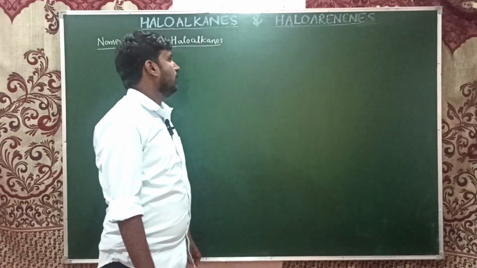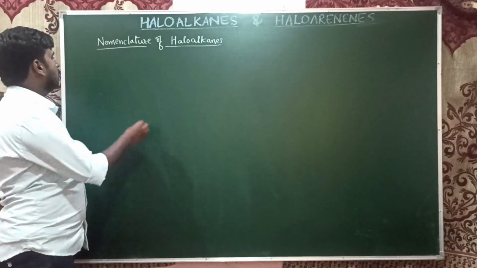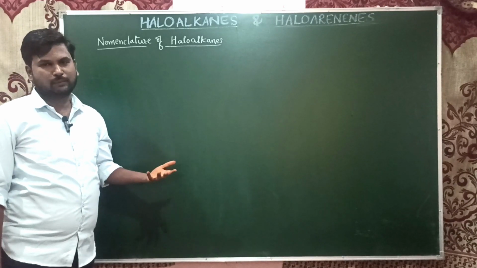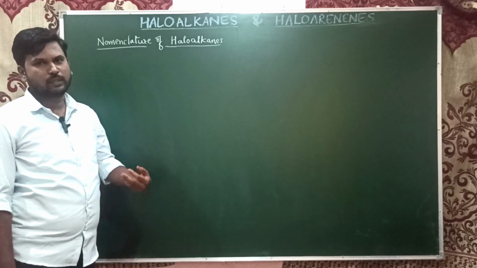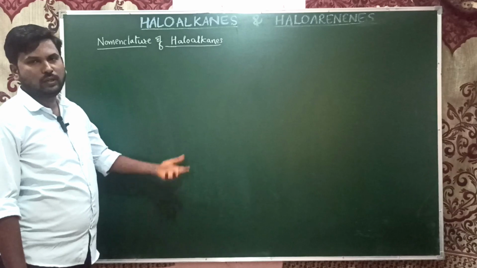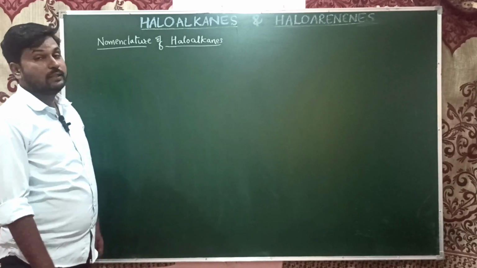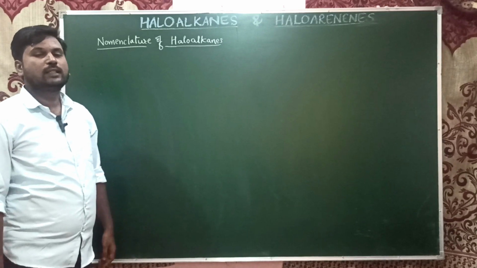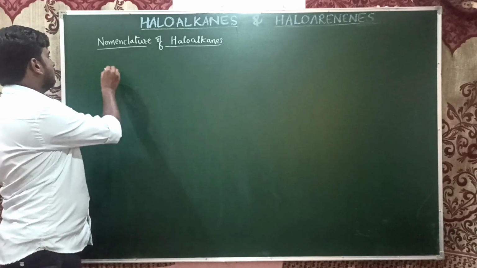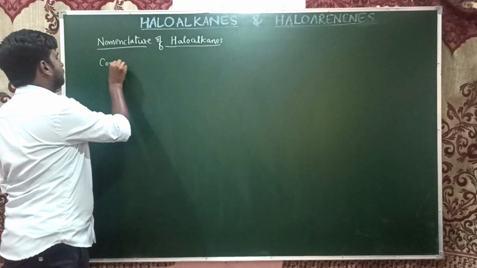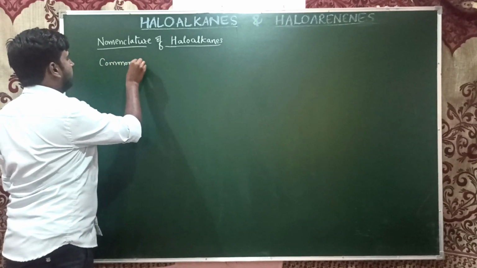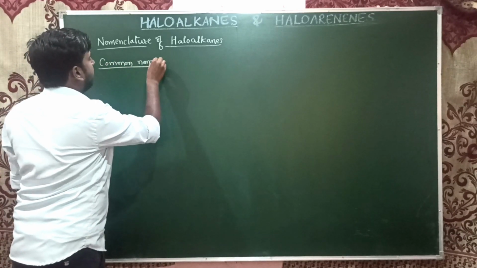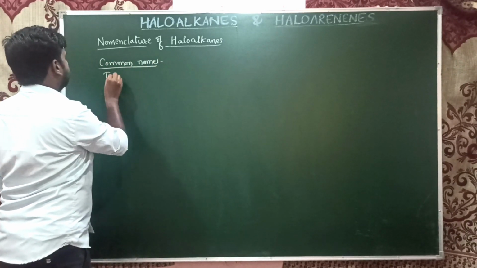In the nomenclature of haloalkanes, usually all organic compounds or chemical compounds will have two types of names. One is the common system nomenclature, or common names, whatever we call in common, and another one is the IUPAC nomenclature, which follows the IUPAC rules. So in the case of common names for haloalkanes, they are also called trivial names.